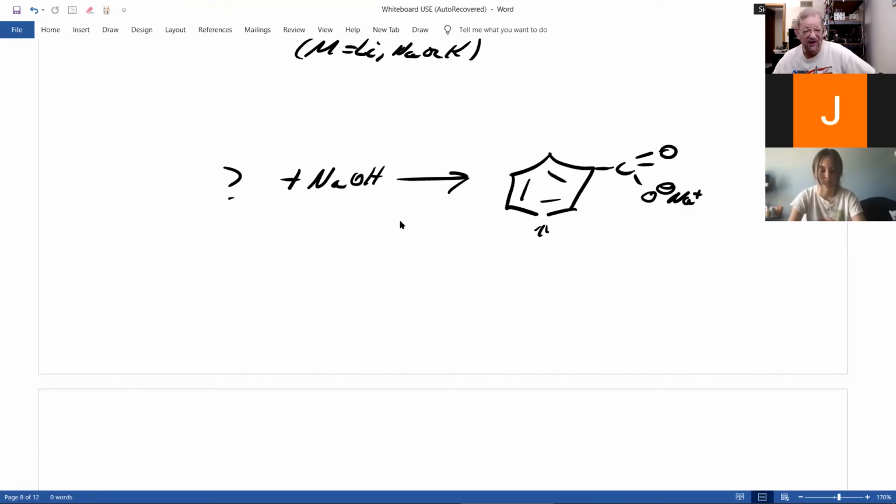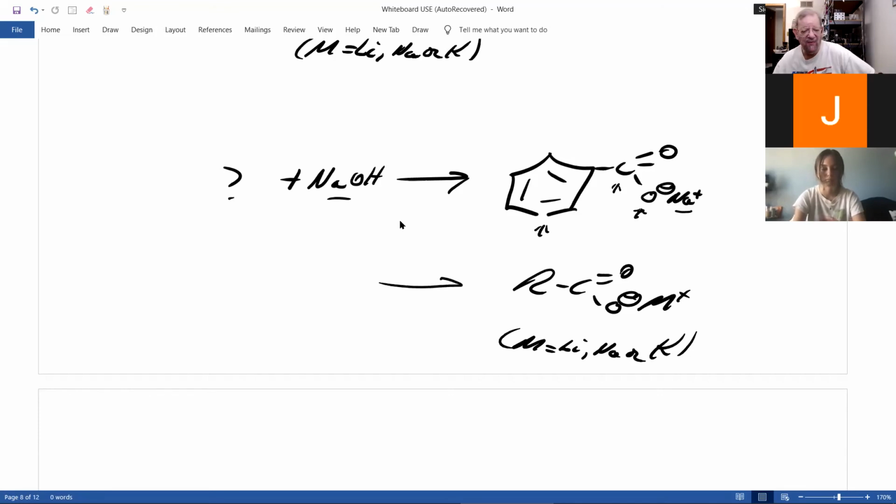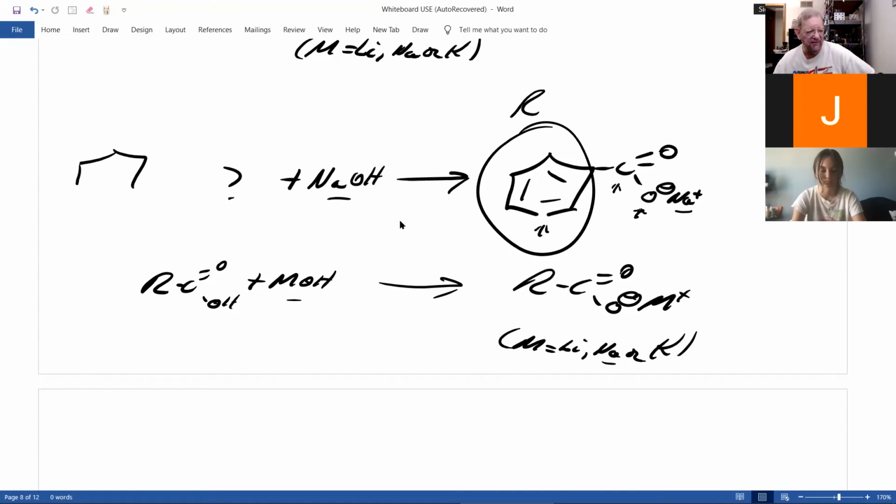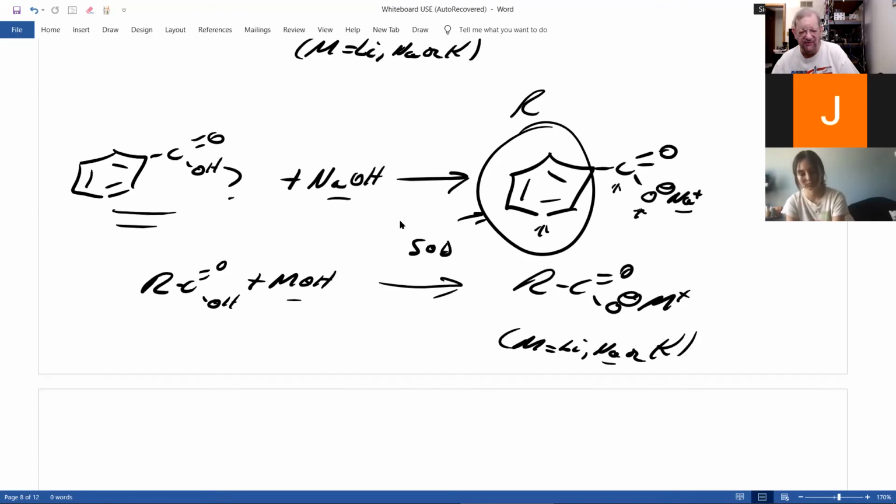Well, I've got a benzene ring, but that's not going to react with sodium hydroxide. But I have a carbonyl with an oxygen minus and a cation. That's a carboxylate anion. Remember, M can be lithium, sodium, or potassium. And what do you start with? A carboxylic acid plus the base. And here M is sodium. And therefore, what's R? My benzene ring. And what do you start with? Benzoic acid, which is the name of that compound. And you react that and you'll get, by the way, I'll teach you later about the nomenclature of this, but this is called sodium benzoate.